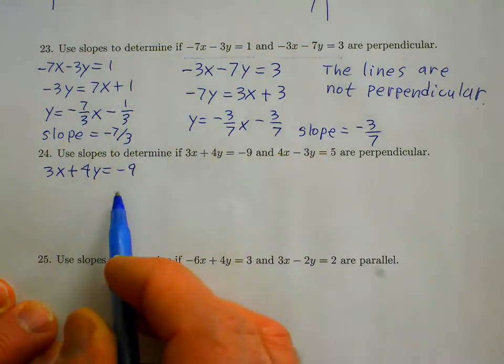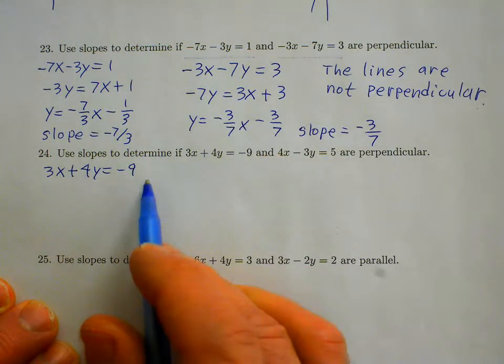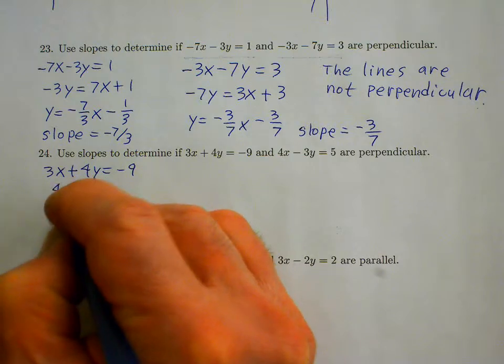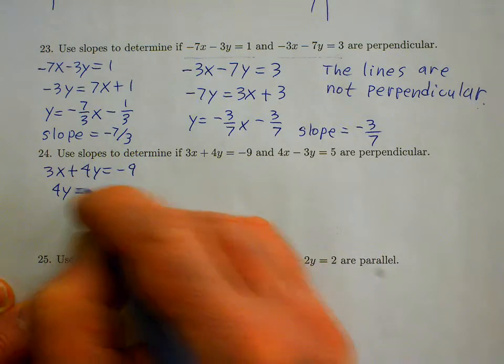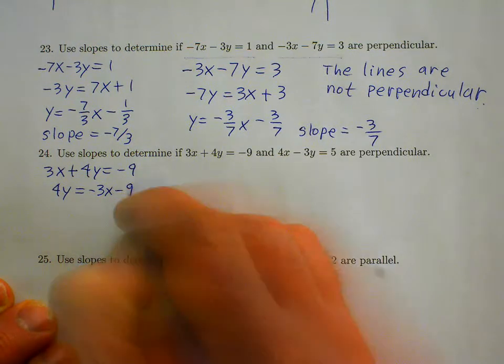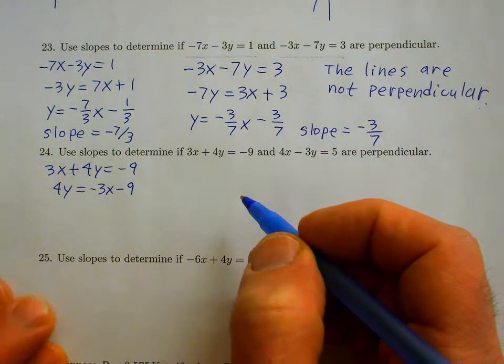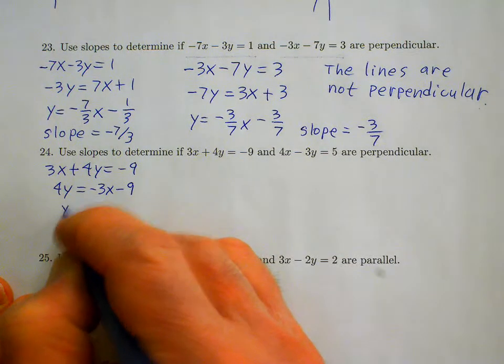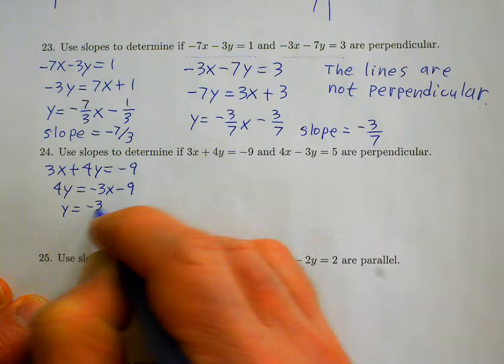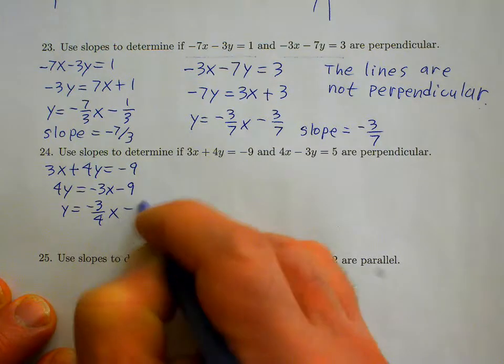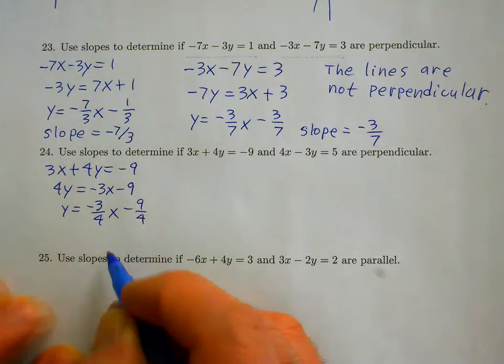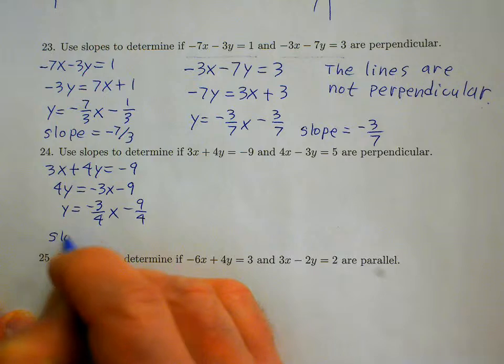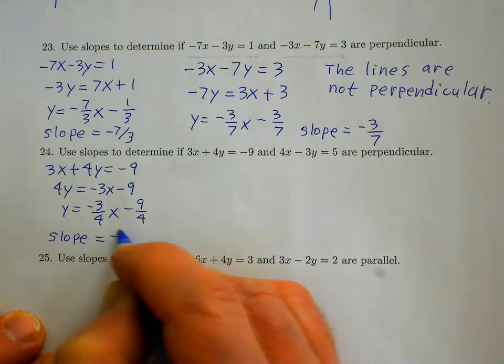Solve for y. So begin by subtracting 3x from both sides, and we get 4y equals negative 3x minus 9. Then divide every term on both sides by 4. Y equals negative 3/4 x minus 9/4. The slope of this line is negative 3/4.